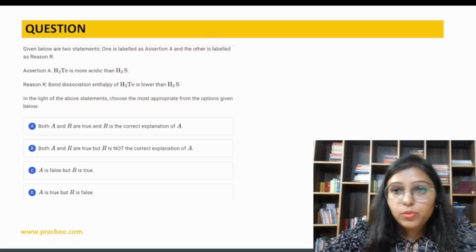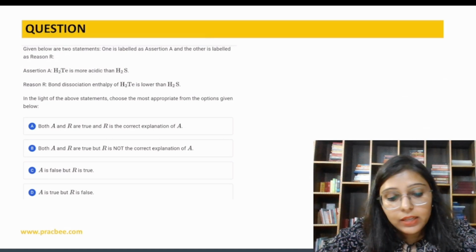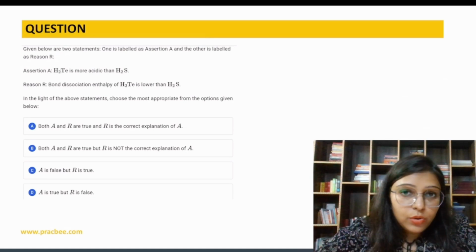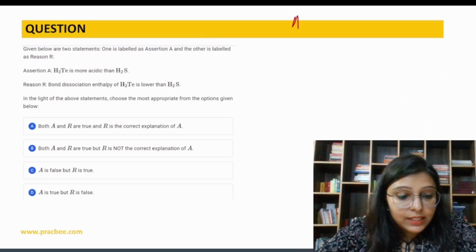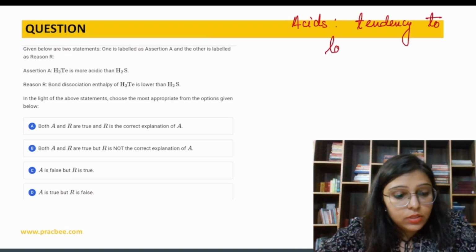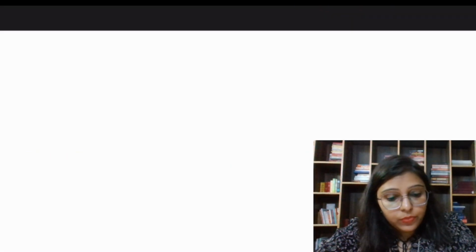Now let's do the next question. Given below are two statements. One is labeled as assertion A and the other is labeled as reason R. Assertion A: H2T is more acidic than H2S. So what are acids? Tendency to lose H plus. So H2S and H2T.